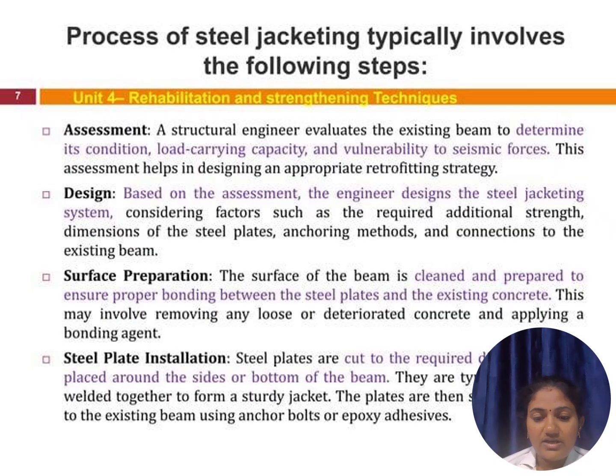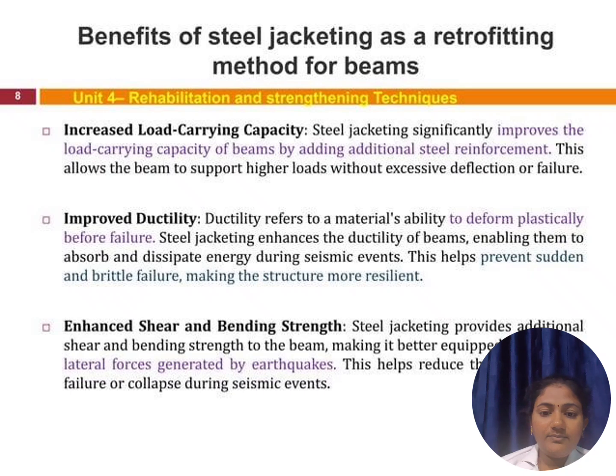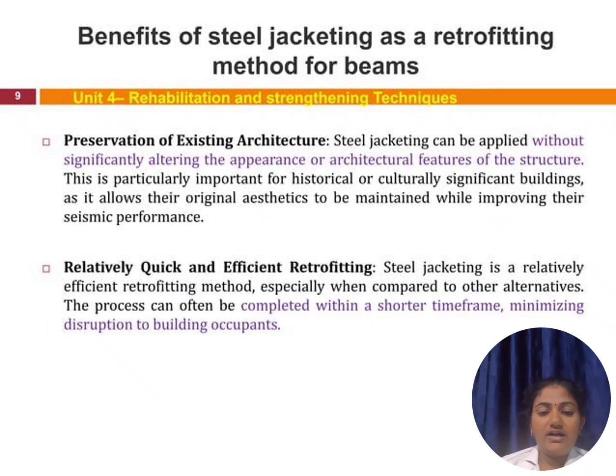And then steel plate installation is to cut the required part by rounding the sides of the bottom of the beam. And by using this steel jacketing, we have some benefits. It can increase the load carrying capacity, and it provides improved ductility and enhances shear and bending strength, which is highly useful for earthquakes. And preservation of existing architecture: we are not altering the appearance, and relatively it gives quick and efficient retrofitting.